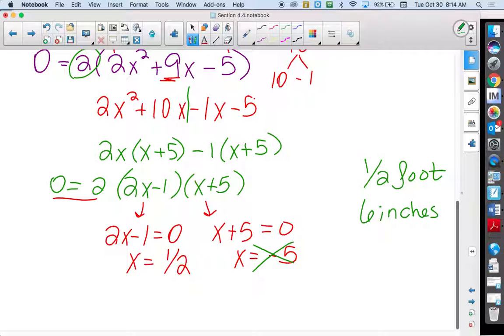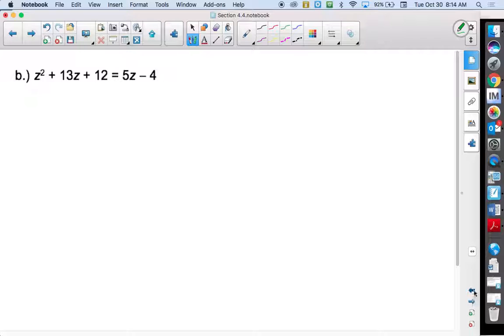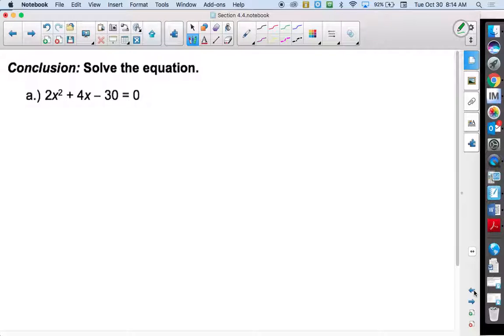So there are 2 quick little problems at the bottom that just ask you to solve. See if you can work through those 2 final problems. Remember, is there a GCF? Make sure it's equal to 0. So A is equal to 0, B is not. Take a GCF out first.